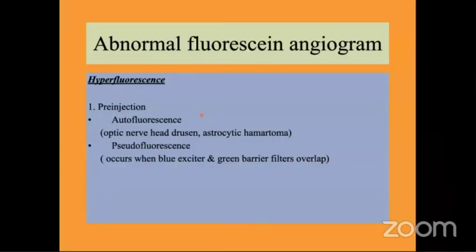Coming to the abnormal patterns, there can be hyperfluorescence and hypofluorescence. Hyperfluorescence means more brightness; hypofluorescence means dullness. Hyperfluorescence can be because of pre-injection autofluorescence, which is seen in optic nerve drusen and astrocytic hamartoma. Whereas pseudofluorescence occurs because of the overlapping of the filters, both barrier and exciter filters. That's why we have to take a red-free filter photograph before injecting the dye.